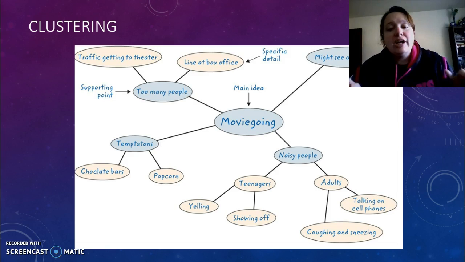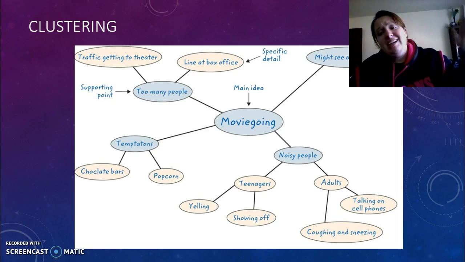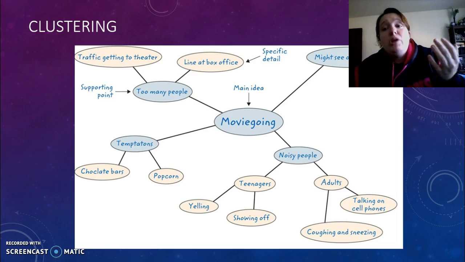And then you're going to branch out with each topic that you can think of. So we go with temptations when we're talking about the food and the soda and everything. We talk about the noisy and annoying people. We talk about how crowded it is. The cool thing about this is it's a good way to visually organize which maybe point you have is more important.